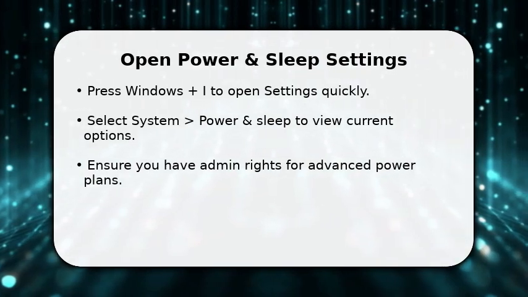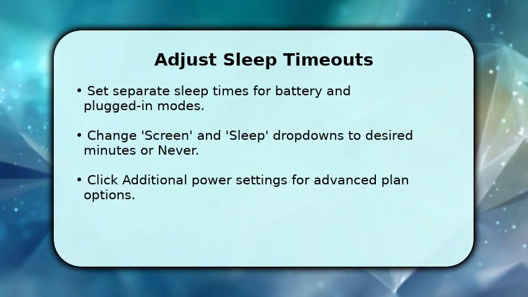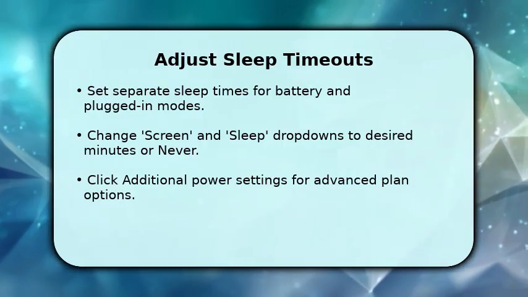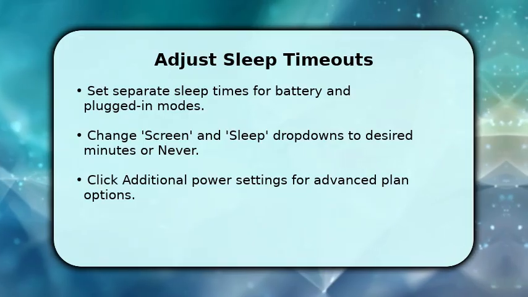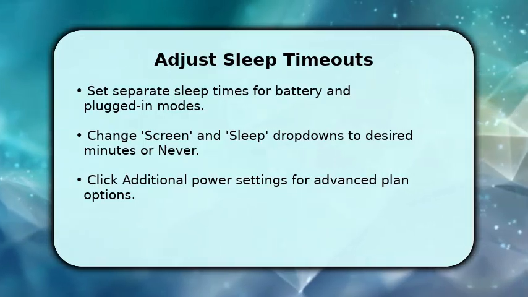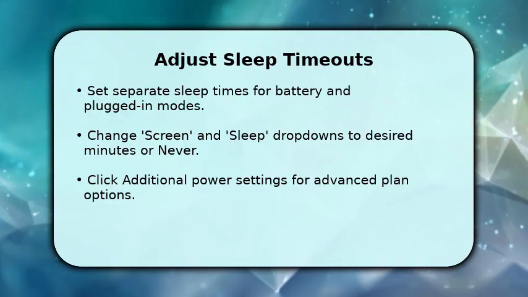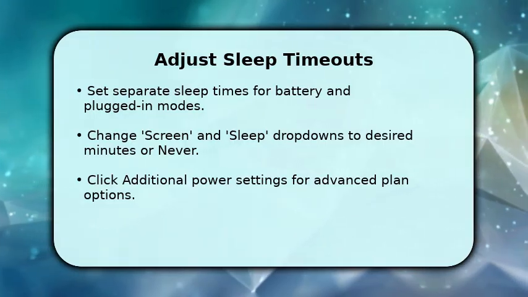Now you change the actual timeouts. You'll see separate drop-downs for screen and sleep, and different values for when the PC is on battery versus plugged in. Pick shorter times on battery to save power. Once done, click Additional Power Settings on the right to open Control Panel Power Plans for more control.